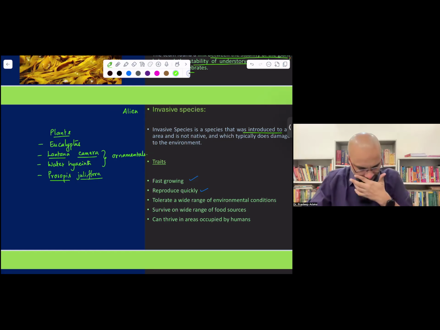Forestry students, let me know if I have written the spelling correctly. Prosopis juliflora. Spelling गलत है. Forestry students, you might have, okay, Prosopis juliflora. So ये you might have seen in the villages. If there is a barren land, you will definitely find Prosopis juliflora. So it has become an invasive species.